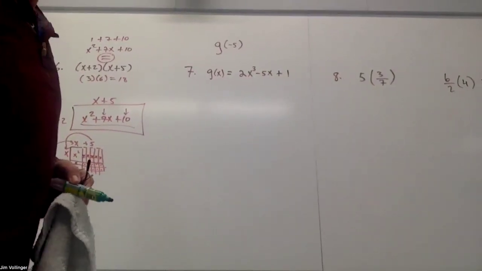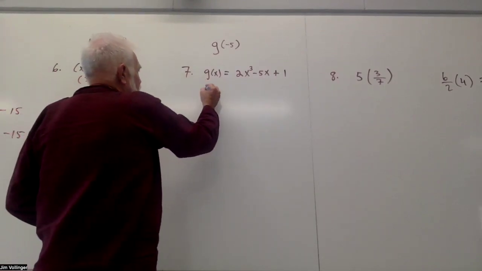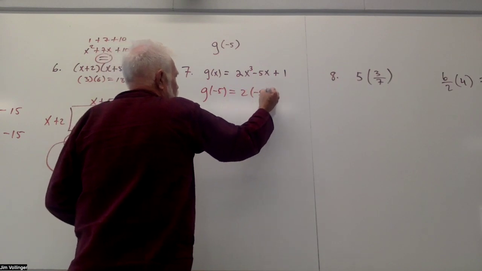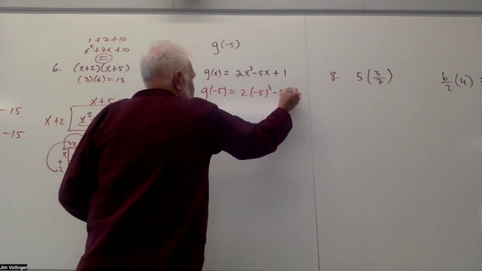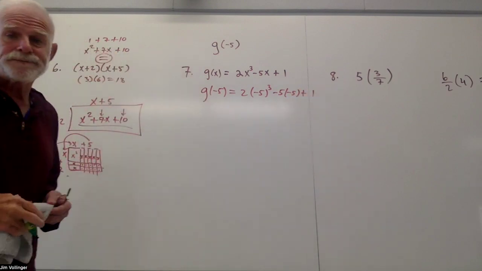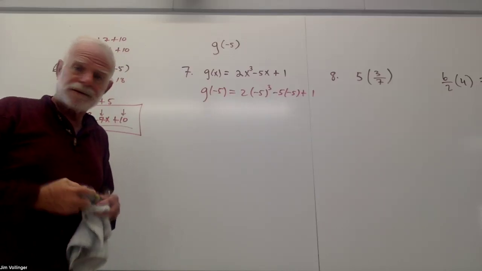All right, got another function, different calculation, so we give it a different letter. G of -5, no reason to talk much about this. 2 times -5 cubed minus 5 times -5 plus 1. I'm just checking your work with negative numbers. Trying to get a sense of what your skill level is as you come into the class.